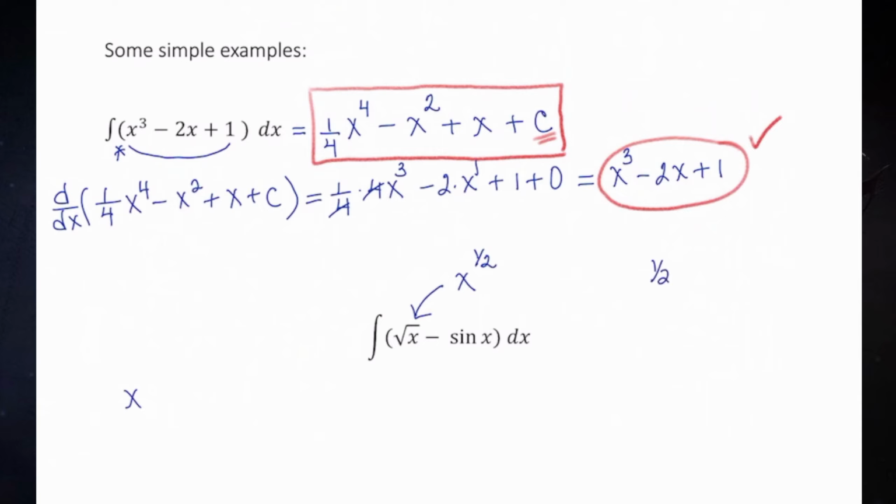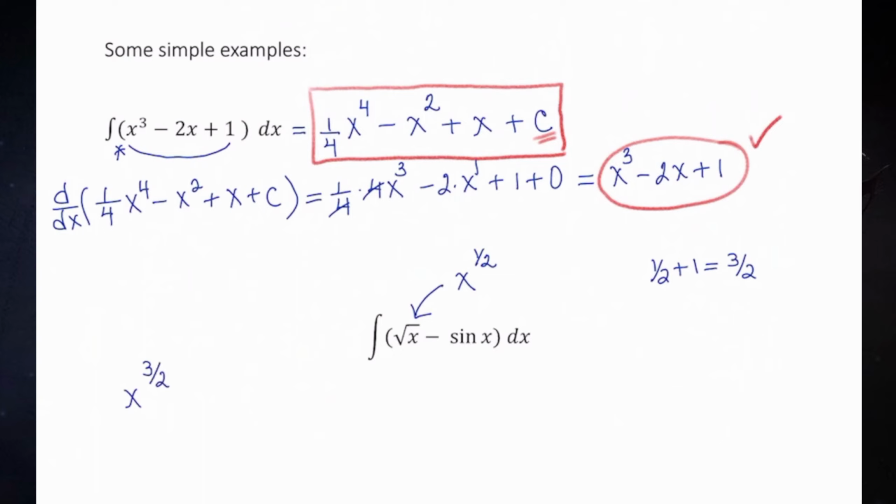1/2 plus 1, that's going to be 3/2. I'm adding 1 because I know that is how we apply the power rule, by subtracting 1. So to undo it, I'm going to add 1. So x raised to the power 3/2.